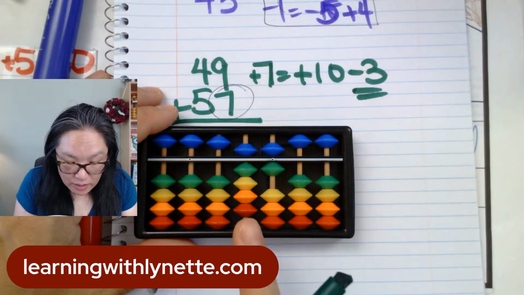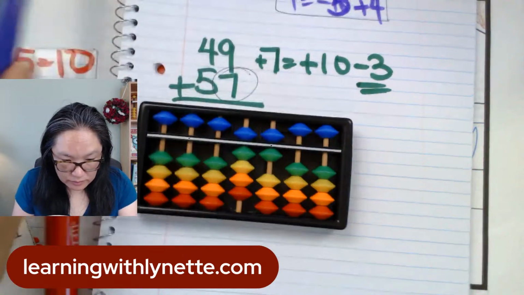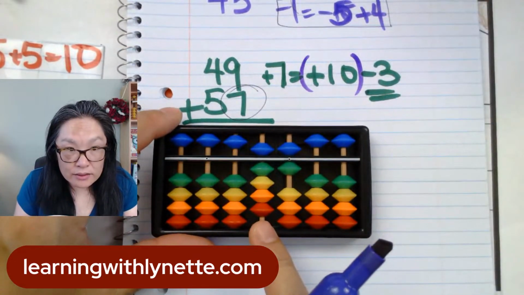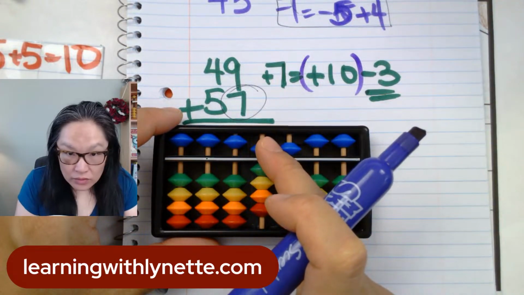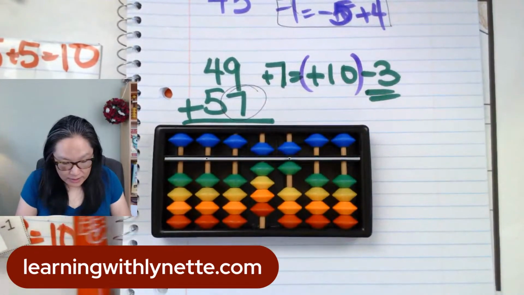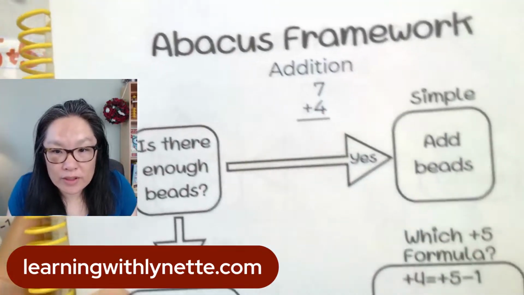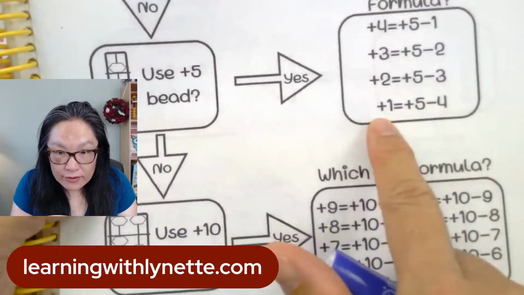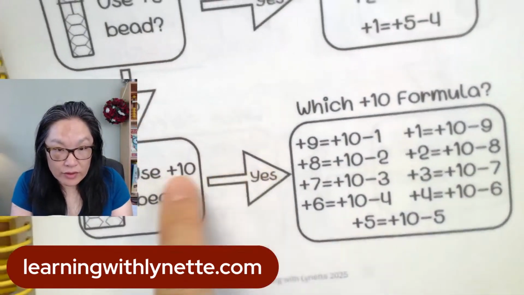Now we need to plus the 10. 1, 0, plus the 1, 0. Can we add it? No, we can't add it. Can we add the 5? No, cannot add the 5, right? And it goes back to this thing. So can we add the 1? No. Can we add the 5? No. So what do we do? We have to go here.